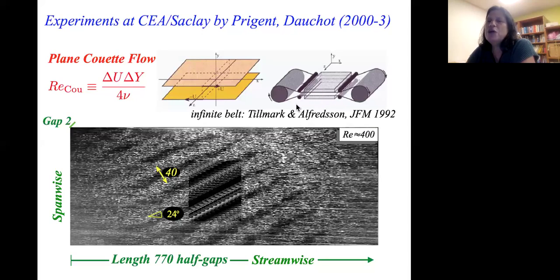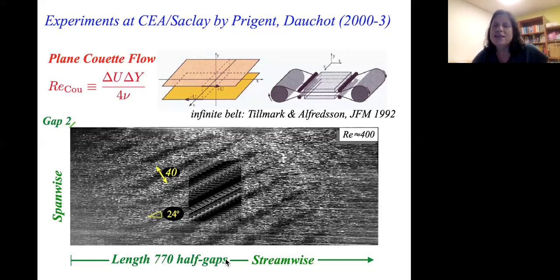And that's much easier than moving plates in an experiment and keeping them exactly parallel and exactly separated by this distance. You can have your plates separated by this distance and parallel, but you don't have to move them, because the only thing that's moving is a film here on this infinite belt. Okay, so that allowed for the first time experiments in large aspect ratio plane Couette flow, and this was taken advantage of by Prigent and Dauchot, and they did a very large plane Couette experiment. You see how large it is.